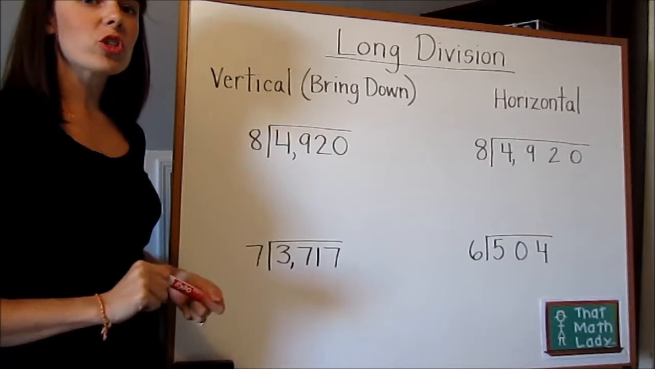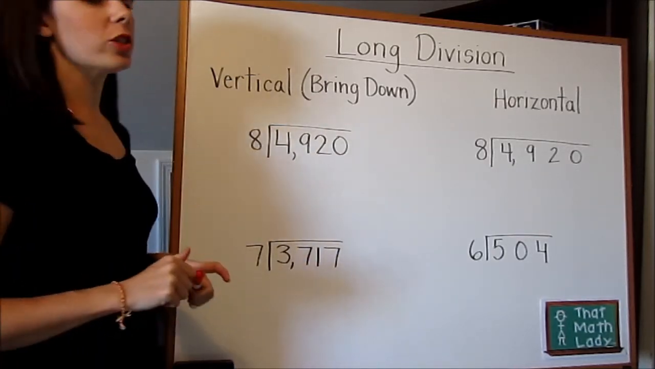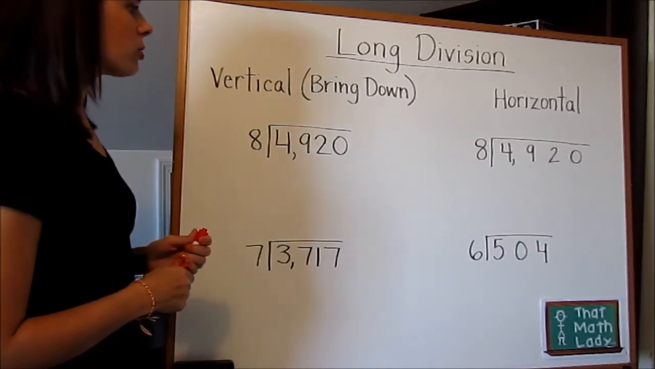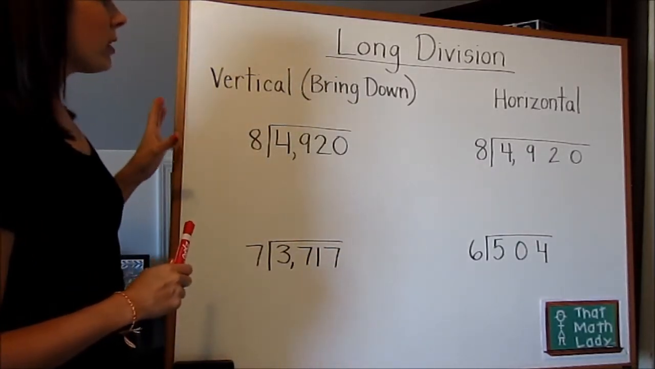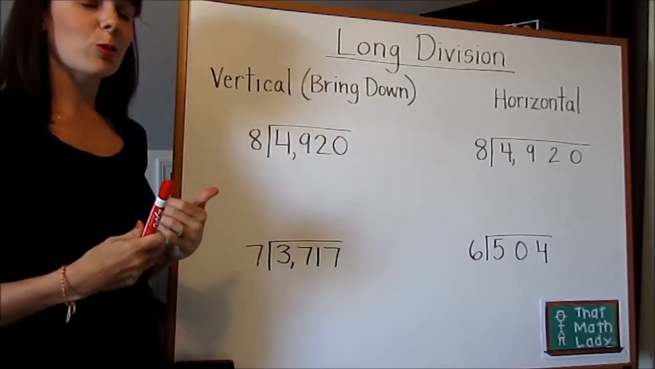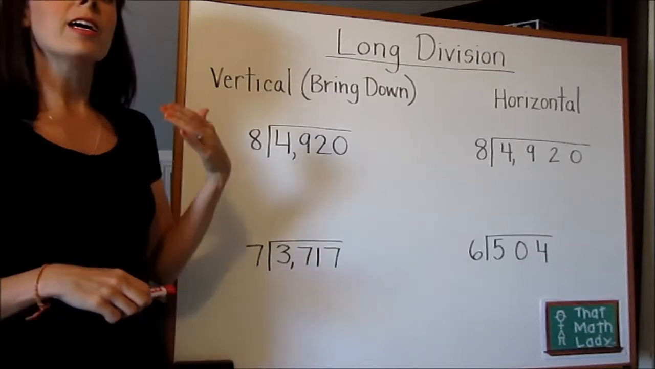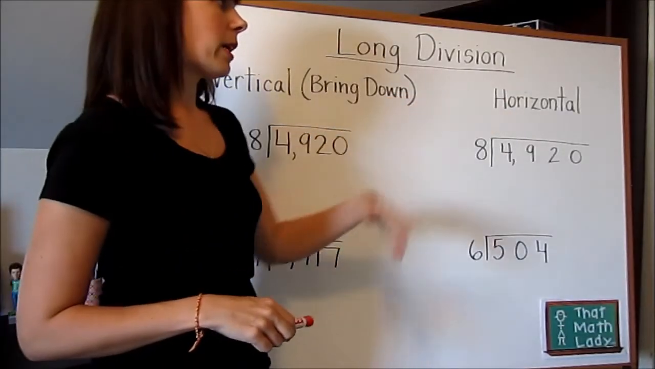In this video, I'm going to show you two different methods to use when you're doing long division. In these examples, there are no remainders. We have two different methods: vertical, which is also the bring down method, the way I was taught in school and the way your teachers were probably taught, and maybe even the way that you're being taught as well. And then there's another method, the horizontal approach.